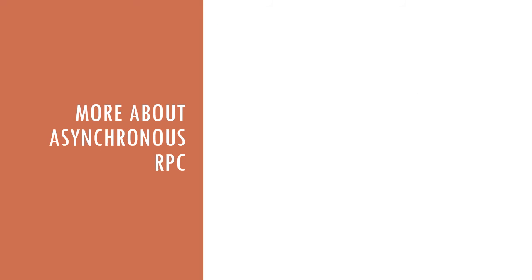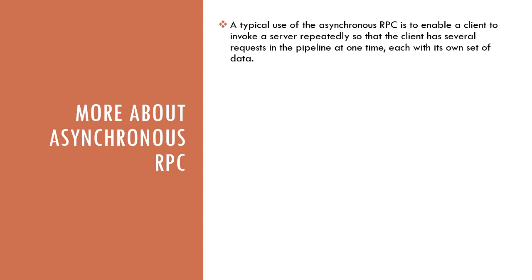More about asynchronous remote procedure calls. A typical use of the asynchronous RPC is to enable a client to invoke a server repeatedly so that the client has several requests in the pipeline at one time, each with its own set of data.